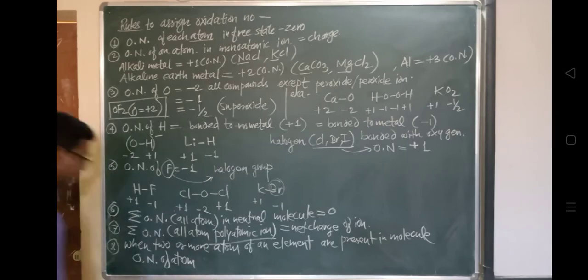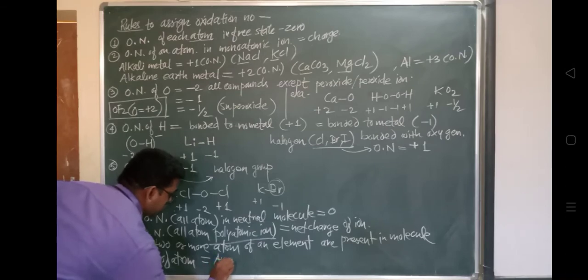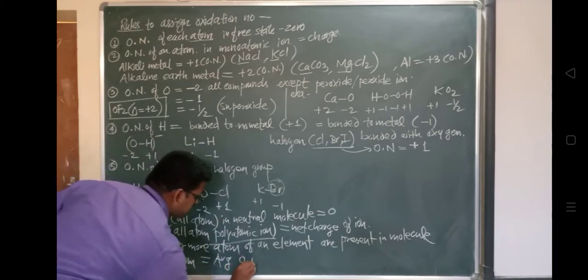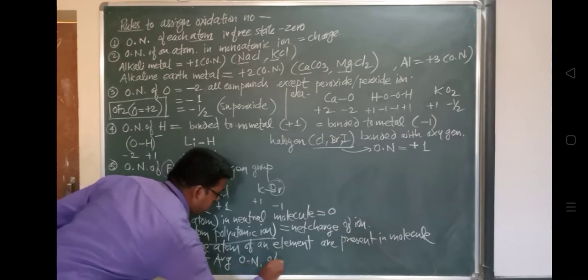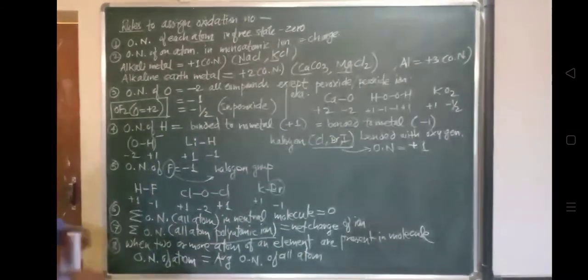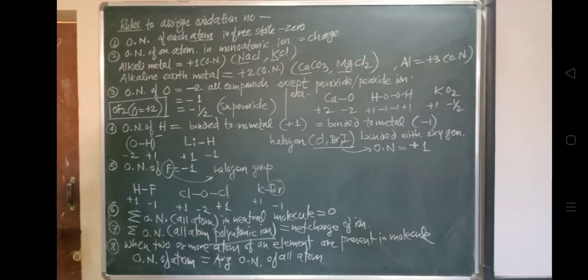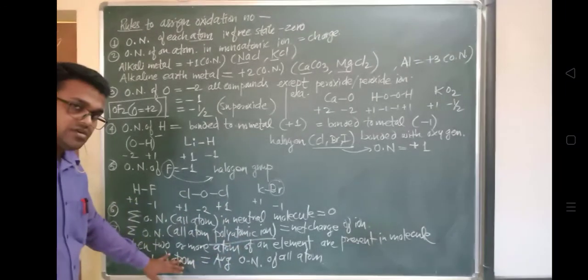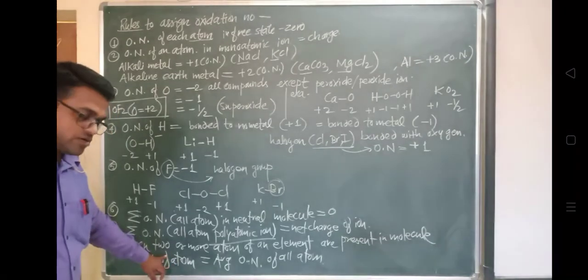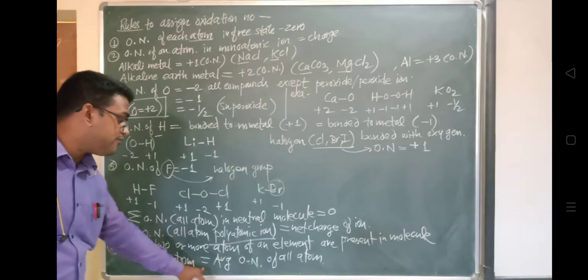So the oxidation number of that element will be the average oxidation number of all atoms. Consider any atom which is present in an element or in a molecule, where the same atom is present several times. Now how to find out its oxidation number? We can find out its oxidation number by taking the average of all the oxidation numbers.